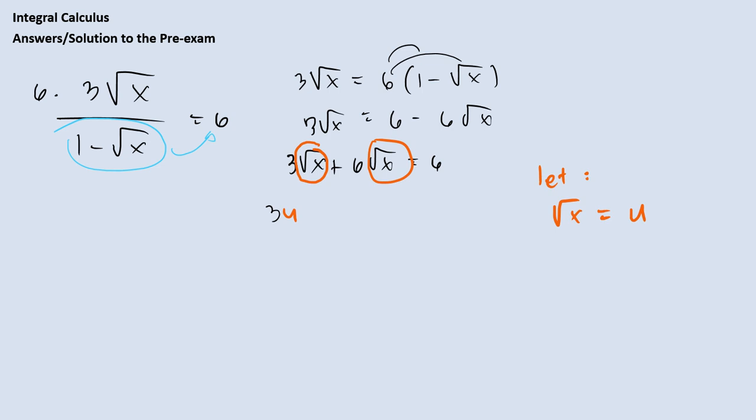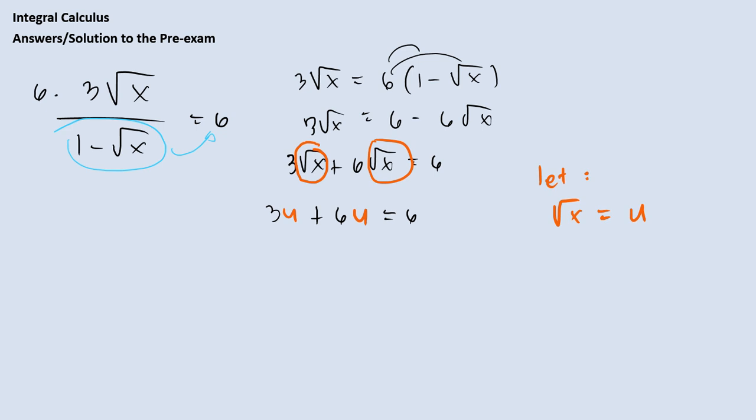Sir, pwede bang ibang variable? Yeah, pwede naman ibang variable. Pwede nyo gawing z. Bahala kayo. Huwag lang gumamit ng x kasi nakakalito yun. Pwede namang y. Pero ako u kasi gusto ko. So, 3u plus 6u is equal to 6.